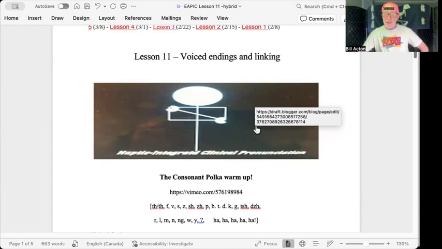This is actually something of a bonus lesson. The voiced endings and linking are actually in the book in different lessons. Voiced endings are in lesson 3 with the consonants, and linking is usually in lesson 10 with the baton and a few other things. Anyway, I brought those together, and as you'll see, they work pretty well together.